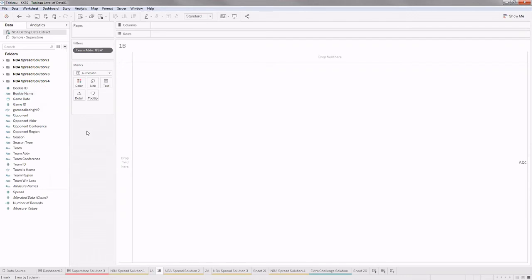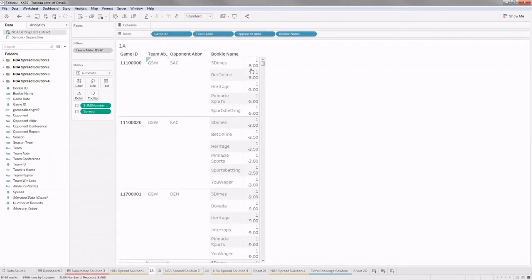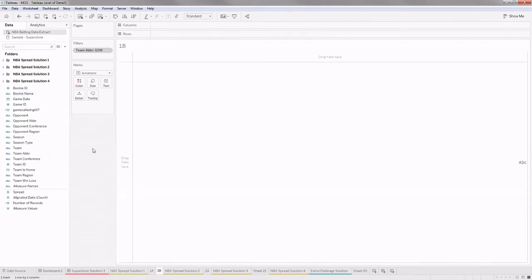Now I need to know the average spread. We just saw the structure of how my spread is present in the data. Now I'll take a calculated field.